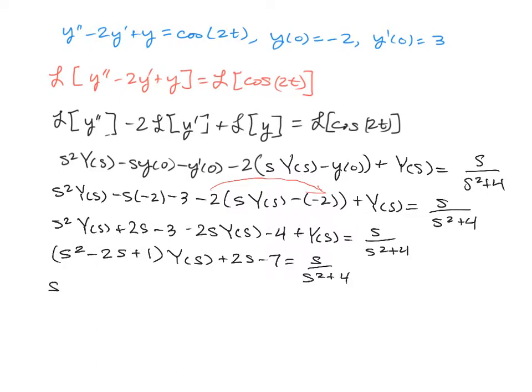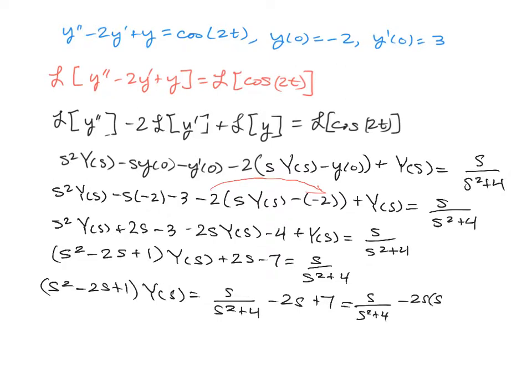We'll then move the two miscellaneous terms over to the right-hand side, and that will be s over s squared plus 4, now minus 2s plus 7. And sadly, we're going to have to go in now and do some algebra to combine that right-hand side to make just one single term. So that's going to be s over s squared plus 4 minus 2s times s squared plus 4 over s squared plus 4 plus 7 times s squared plus 4 over s squared plus 4.